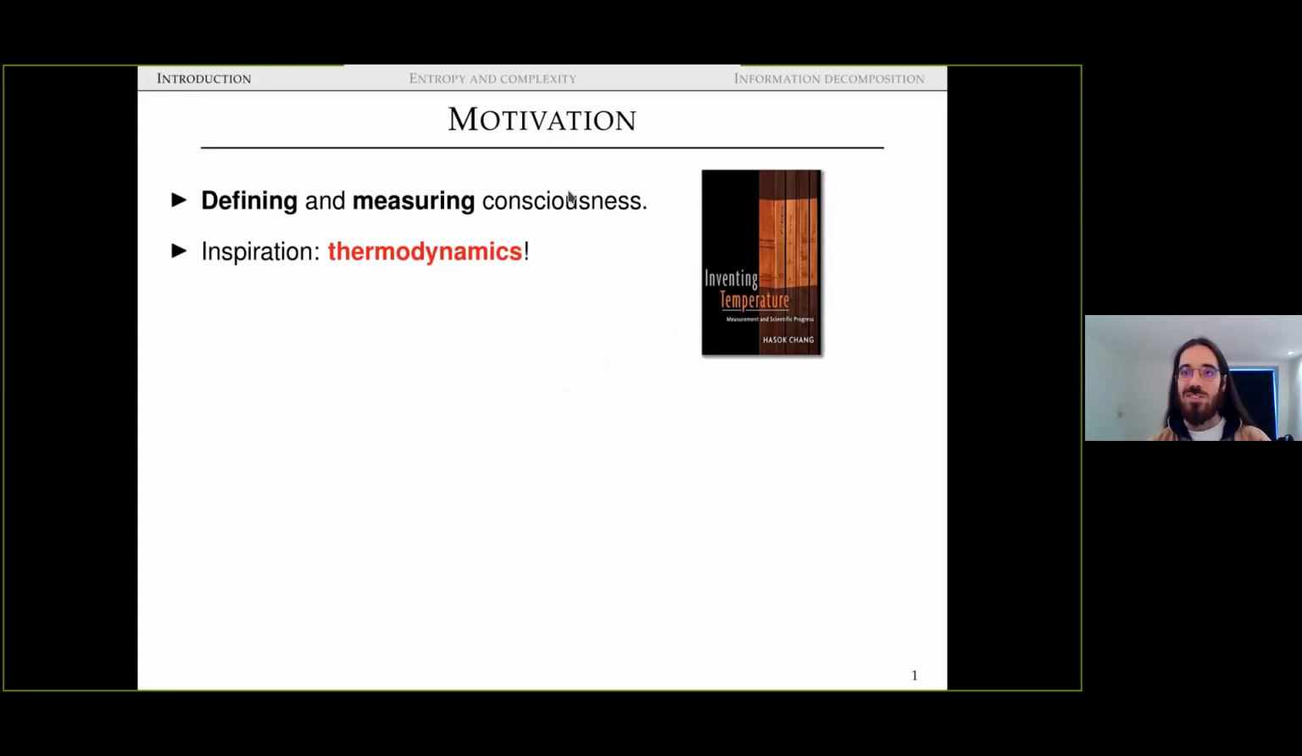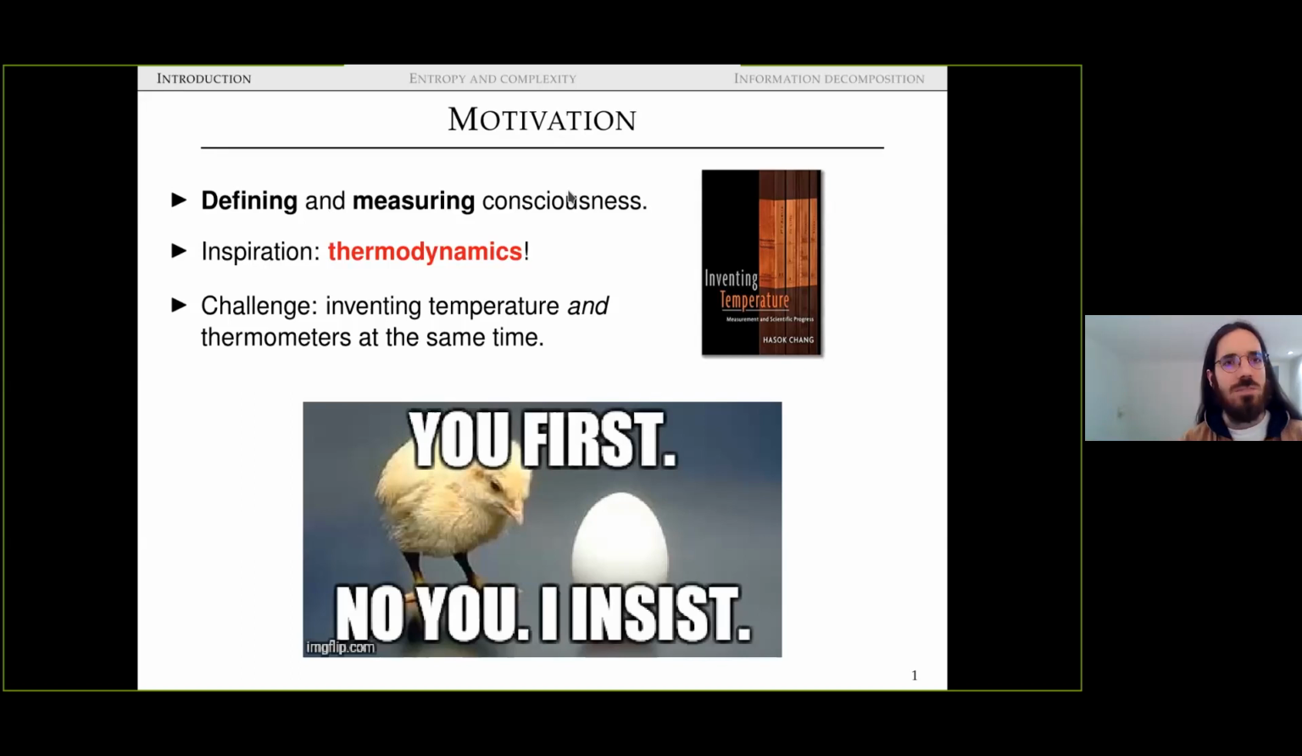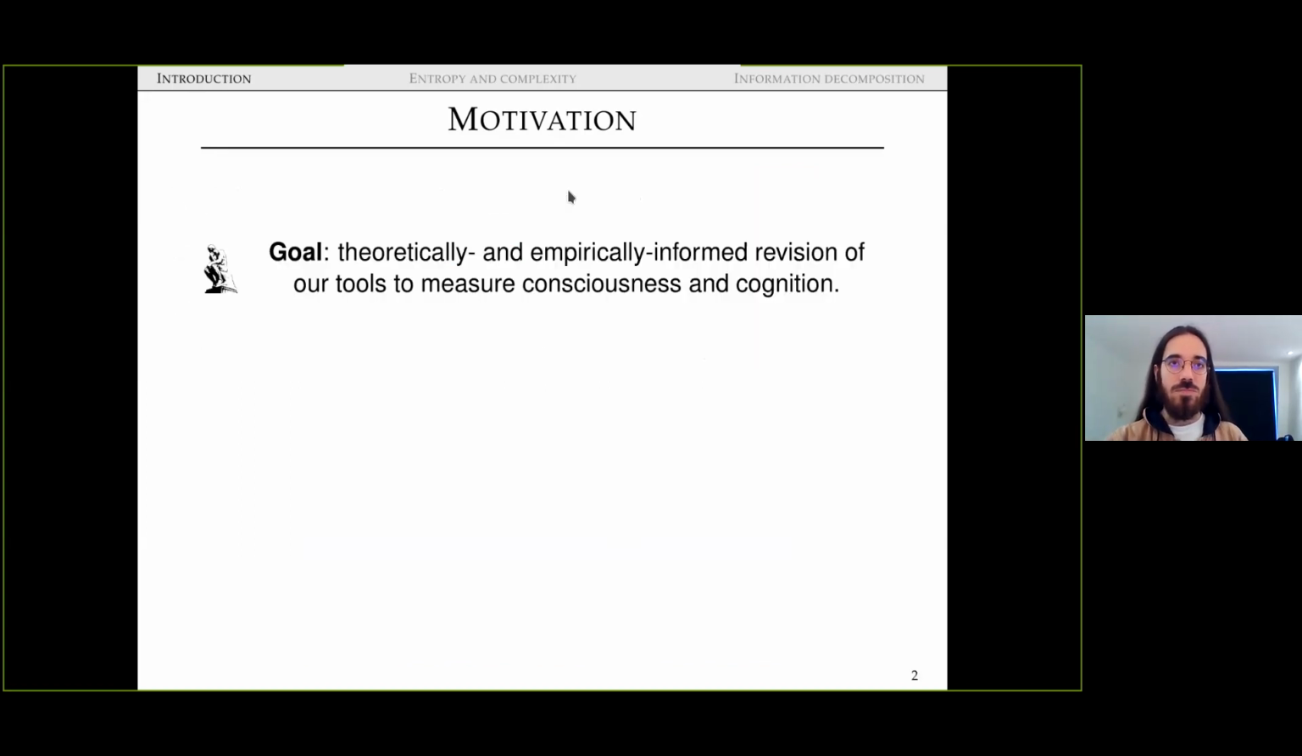At some point I came to the realization that consciousness science now is essentially where thermodynamics was about 200 to 300 years ago, where they were facing the problem of inventing temperature and thermometers at the same time, which is a weird sort of scientific chicken and egg problem. I think in consciousness neuroscience now we're in very much the same situation, where we're trying to define consciousness and measure it at the same time. We need to do this iterative process of refining our measures and our theories.